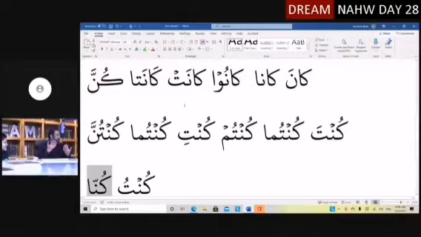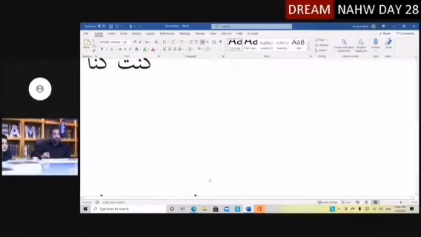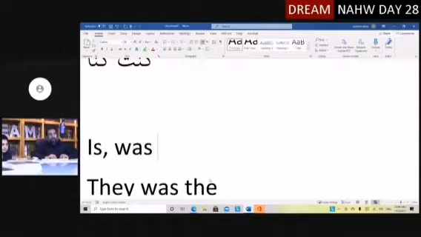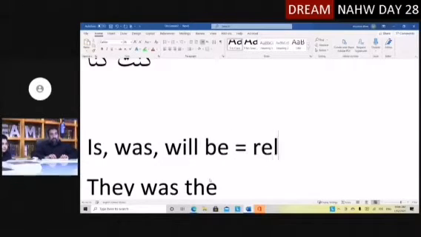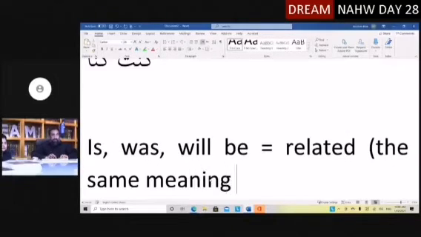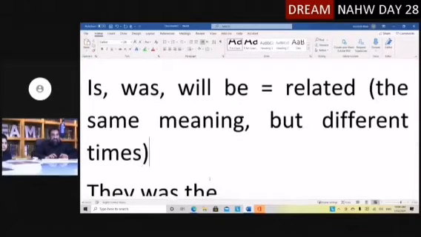This is the past tense version. You could think of it almost like, if you don't want to say he is, you want to say he was, you use the kana family. Now, is, was, and will be are all related, because they are the same meaning but different times. Now, which one of these is invisible in Arabic? Is. And we're doing was right now. But is part of jumla ismiya or jumla fi'liya? Tell me that.